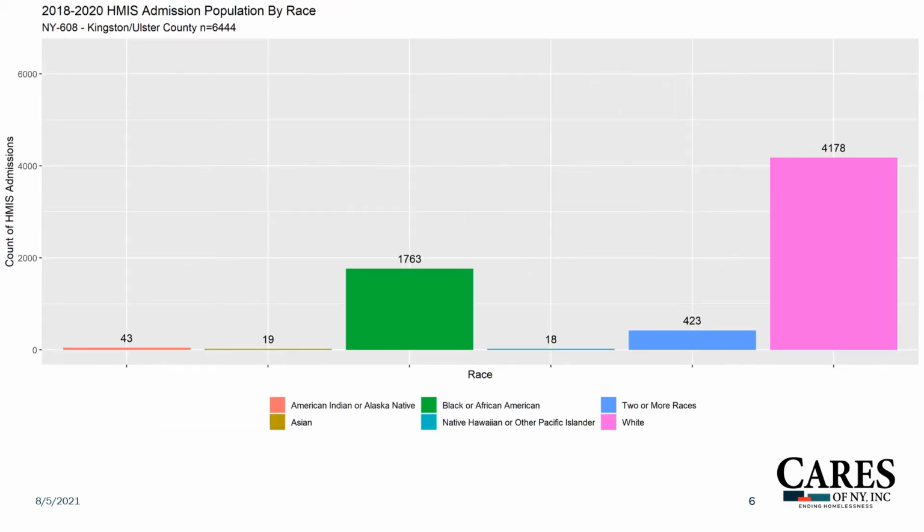To add more context to the percentages previously provided, here are the counts of all the HMIS admissions between 2018 and 2020. You can see that besides the large majority of clients being white, we do have 2 other large groups, which are Black and African American clients, and clients that identify as 2 or more races.